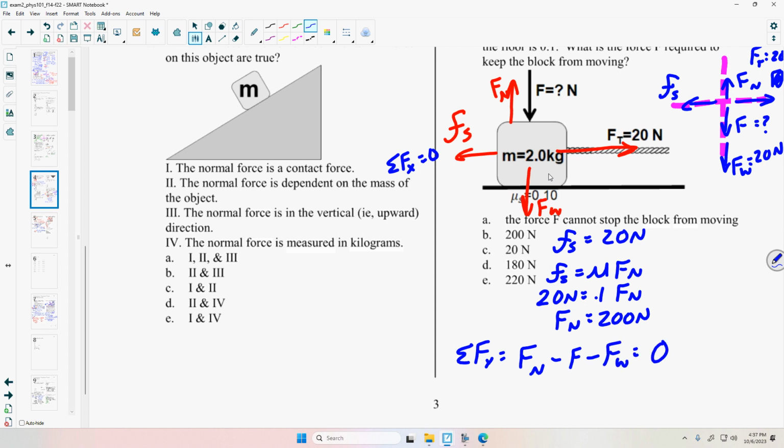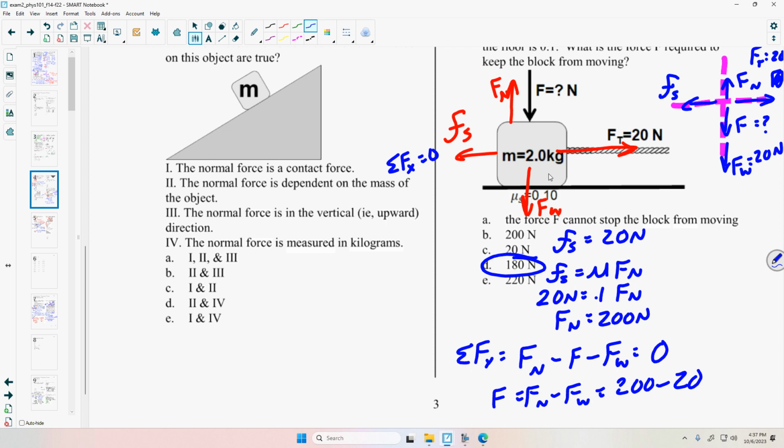So if I'm looking for F, F is equal to Fn minus Fw. I've already found Fn, that's 200, minus Fw, which is 20. So it has to be 180 newtons. I need to push down with 180 newtons to keep that thing from sliding.